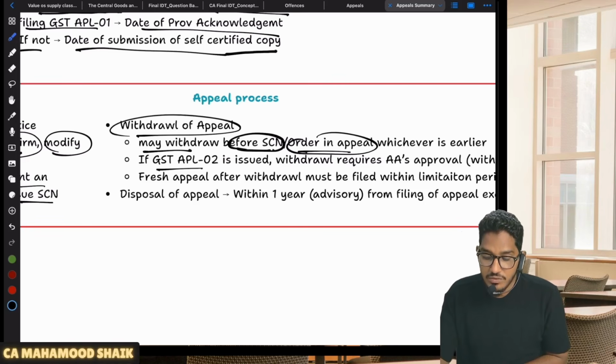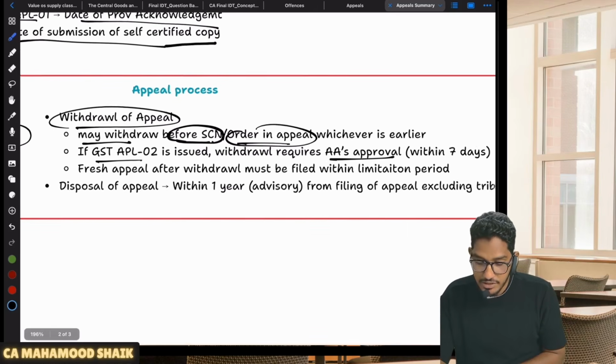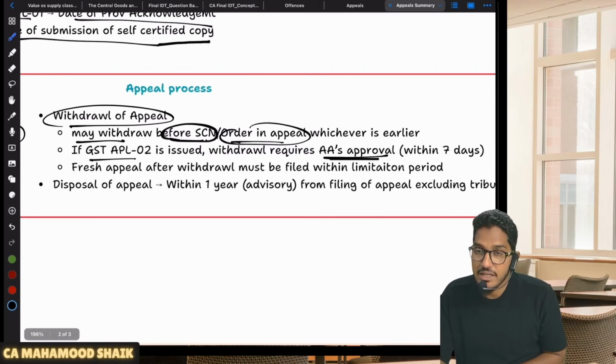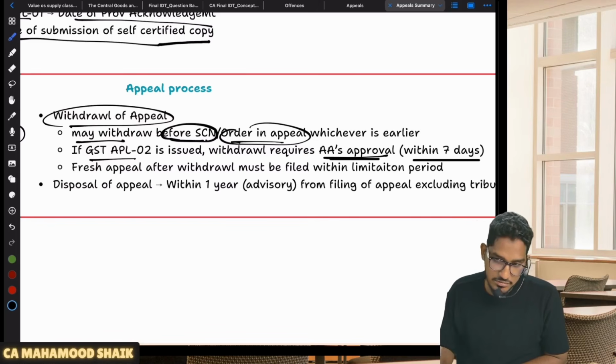But for that you will need appellate authority's approval. Before acknowledgement only, if you are withdrawing, well and good, nobody's approval will be required. But if you are withdrawing it after acknowledgement has been given by the appellate authority, then you will need the appellate authority's approval. Generally, the appellate authority is supposed to give that approval within 7 days. Within 7 days, if they are happy, they will give the withdrawal, or else they will take up the appeal. So within 7 days, they will give you the confirmation.